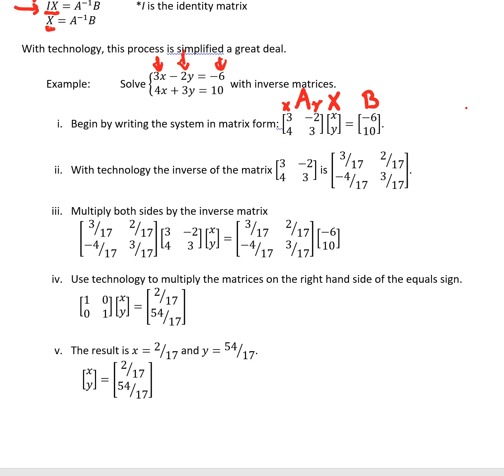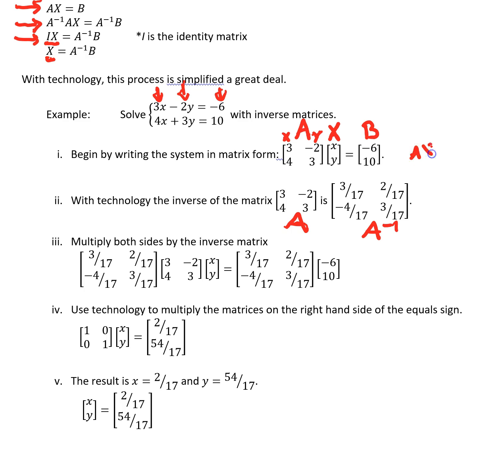Once that is set up, we need to calculate the inverse matrix of A. I did that with technology. We took A, and with technology found the inverse matrix. To go back and solve my equation, AX equals B, I'm going to solve that by multiplying both sides of the equation by the inverse matrix. Okay, so here's my work for that. I have the inverse matrix of A being multiplied with A, and the inverse matrix of A being multiplied with B.